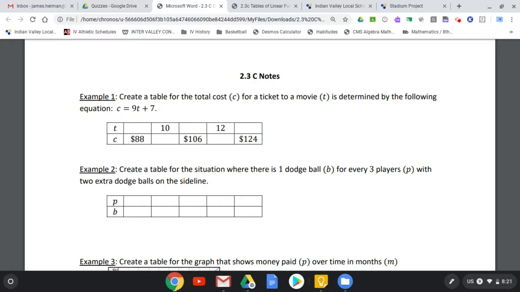Okay. Anything else that we've been talking about with linear functions that's important? Yes. y = mx + b. What's that called? Slope-intercept form. Okay, slope-intercept form. Now, in this section, 2.3, it's talking about looking at tables of linear functions and trying to compare those.